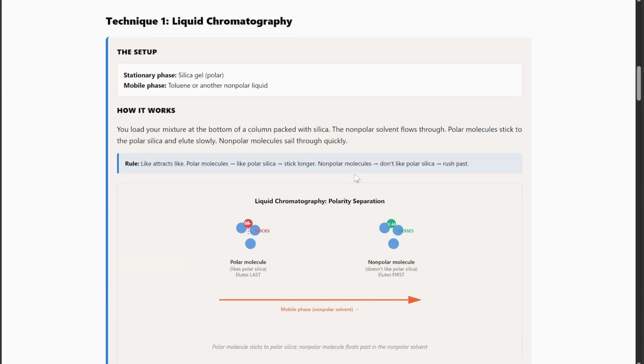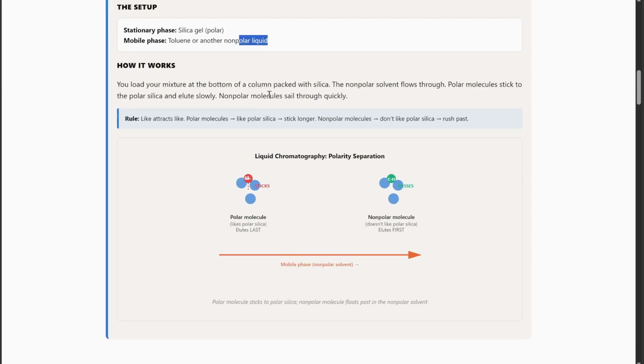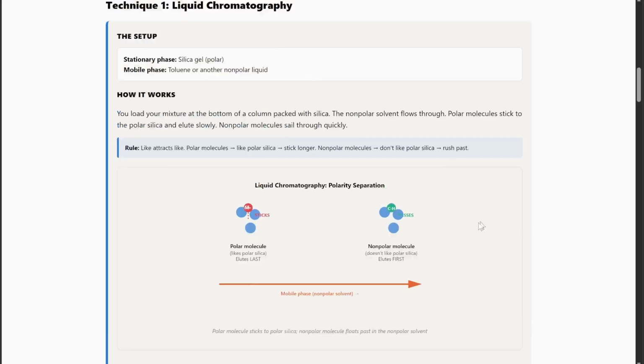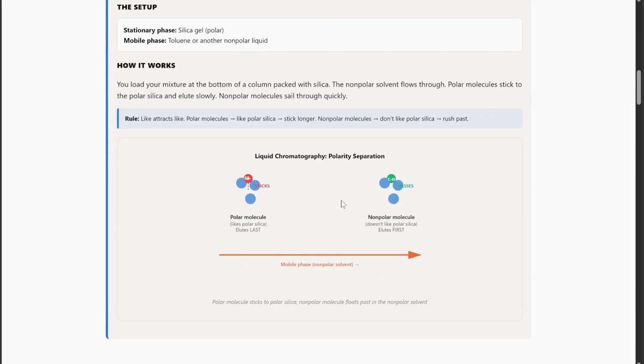So in liquid chromatography, you have your stationary phase, which is silica gel, that's polar. And then the mobile phase is toluene or another nonpolar liquid. What you're doing here is that like attracts like, so the polar molecules will be attracted to the polar silica and stick longer, but nonpolar molecules won't like it and they'll rush past. So whatever elutes first down this column will tell you whether it's more nonpolar or polar.